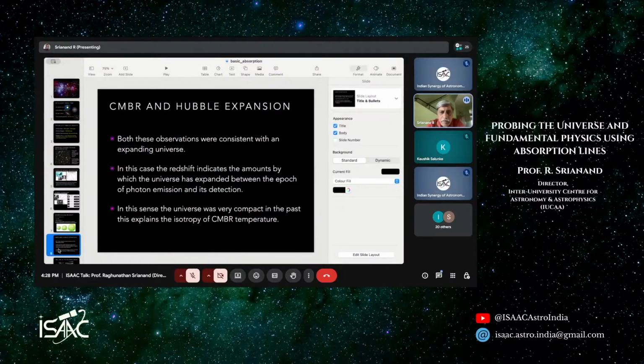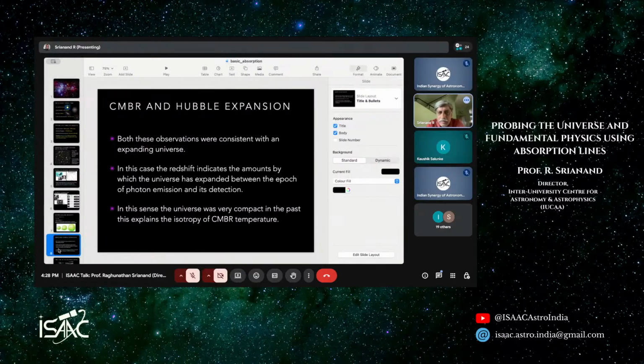So cosmic microwave background and Hubble expansion, both observations were consistent with an expanding universe. In this case, the redshift indicates the amount by which the universe has expanded between the epoch of photon emission and its detection. Okay, so this part is kind of clear to us. So in this sense, universe was very compact in the past. This explains why isotropy of cosmic microwave background is seen.